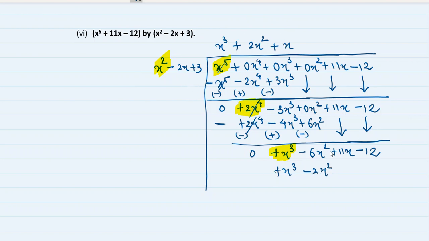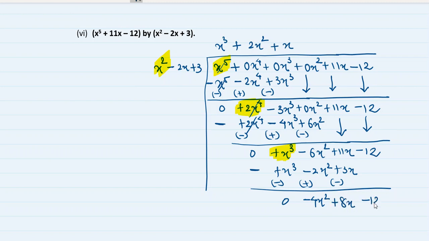Plus x multiplied by 3 is plus 3x. This is minus, this is minus, this is plus, this is minus. So plus x cube minus x cube is 0. Minus 6x square plus 2x square is minus 4x square. Plus 11x minus 3x is plus 8x, and minus 12 will be dropped down.